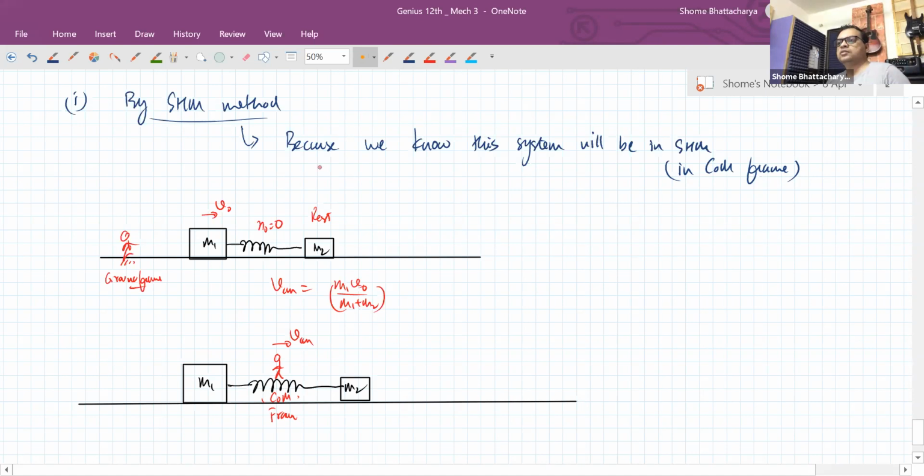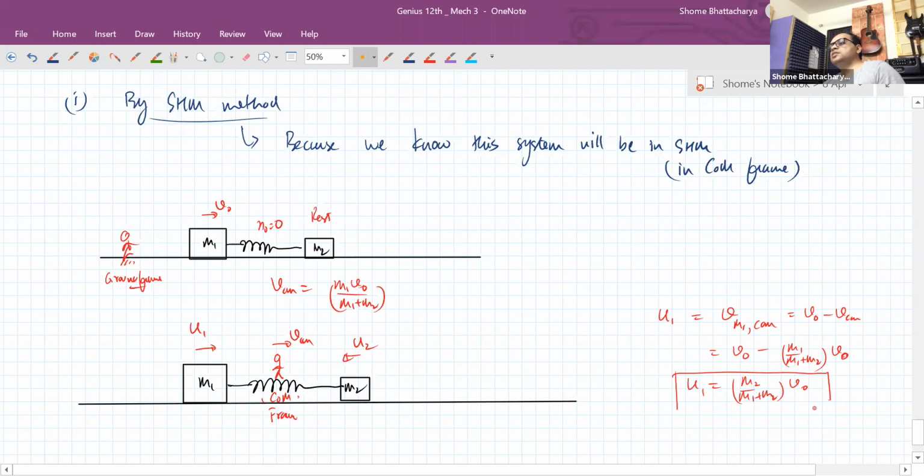has a velocity, let's say u1, and this block has a velocity u2, where u1 is actually the velocity of block m1 with respect to center of mass. So it is v0 minus V_CM. So it is v0 minus m1 upon m1 plus m2 v0. So it is m2 upon m1 plus m2 v0.